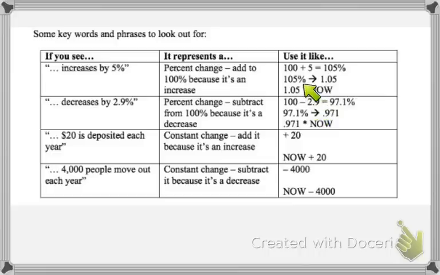Then you can see here that in each of these I'm converting my percent to a decimal so that I can multiply it by a number. And the number just says now because we would multiply it by whatever our population or our amount is right now.